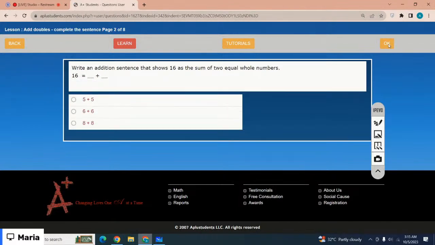Okay, write an addition sentence that shows 16 as the sum of two equal whole numbers. So which is the correct option? Which doubles when you add makes 16? You need to make 16. That would be 8 plus 8 makes 16, right? The correct option is 8 plus 8 makes 16. That would be the last option, right?